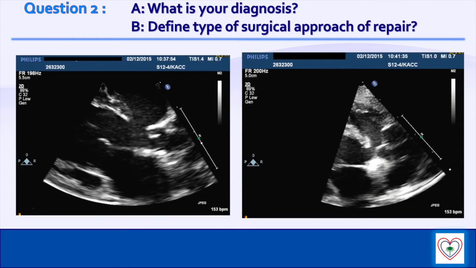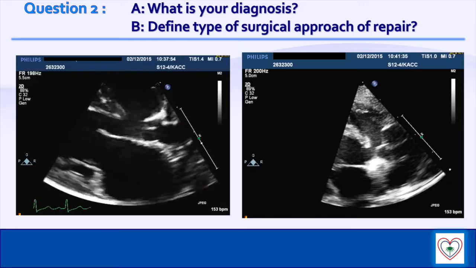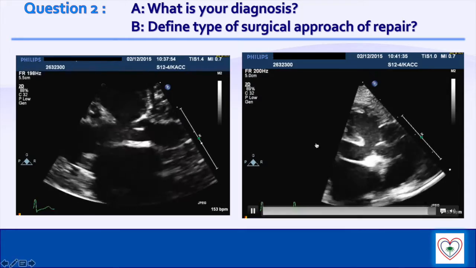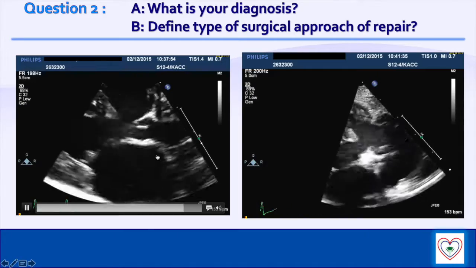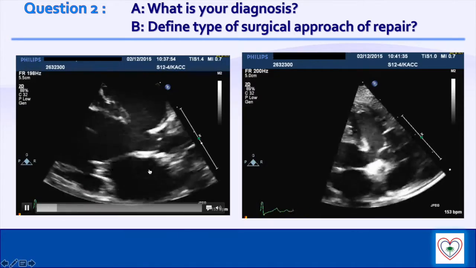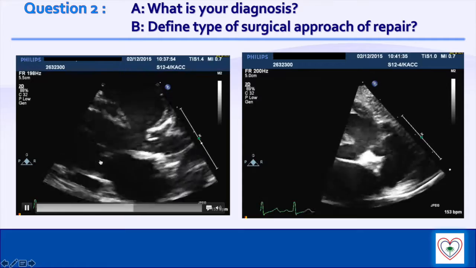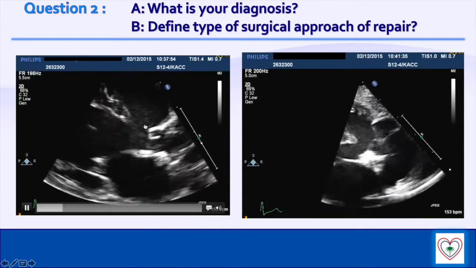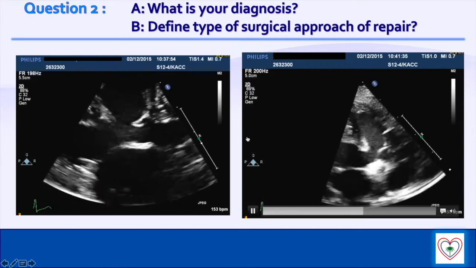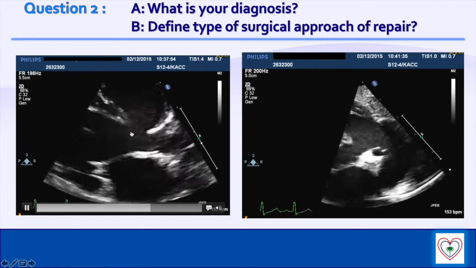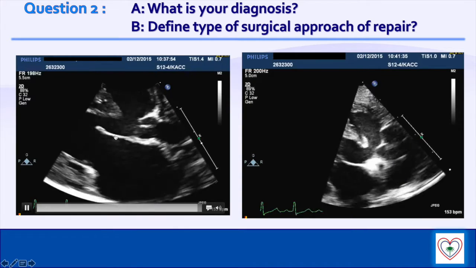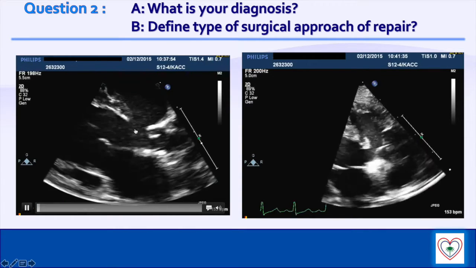Question number 2. What's your diagnosis here? So this is a parasternal long axis view showing the left atrium, and this is the mitral valve, this is the left ventricle, and this is the interventricular septum. And you can see here there's a clear ventricular septal defect. This is the right ventricle, this is the left ventricle, and this VSD is quite a large VSD.